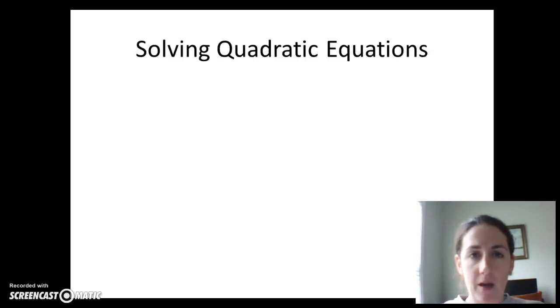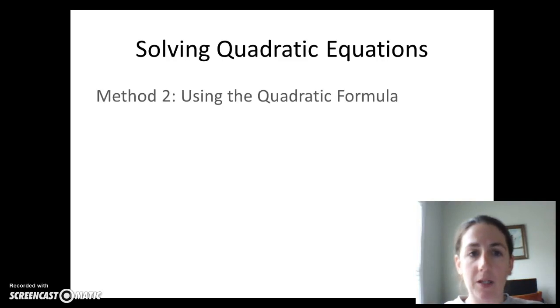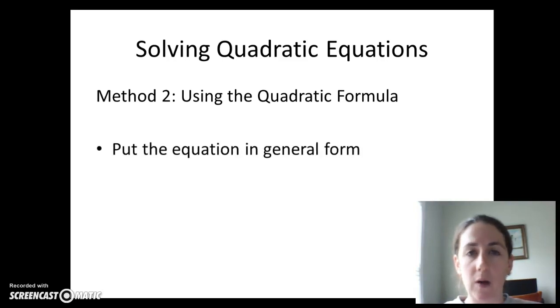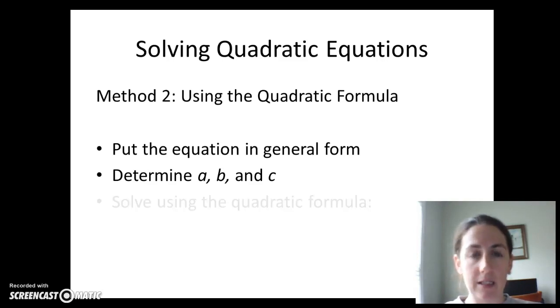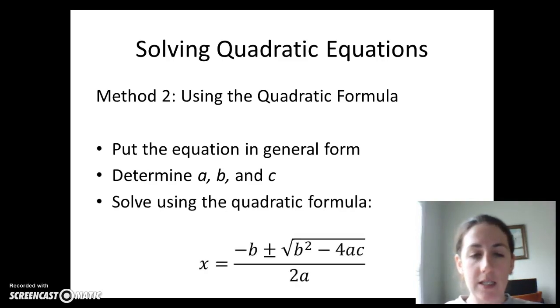Now the second method of solving quadratic equations we're going to talk about is using the quadratic formula. The steps here are going to start very similar to the ones for factoring. We're going to put the equation in general form, but this time we're going to determine what a, b, and c are. A is the number in front of the x squared term, b is the number in front of the x, c is the number that doesn't have an x. And then we're going to solve by using the quadratic formula, x equals negative b plus or minus the square root of b squared minus 4ac all over 2a.